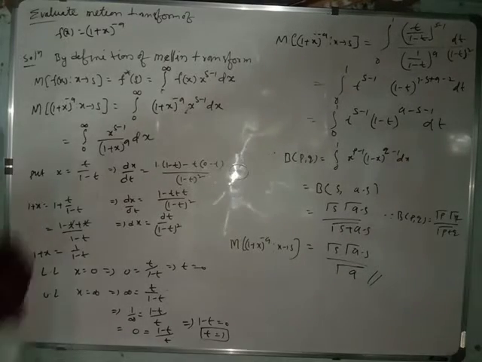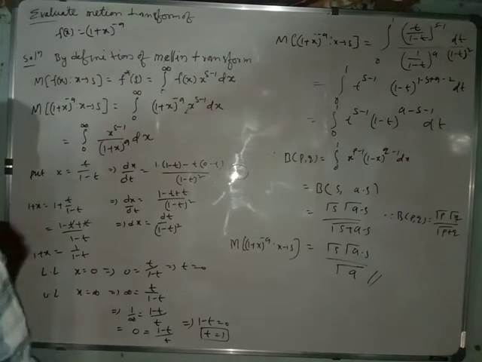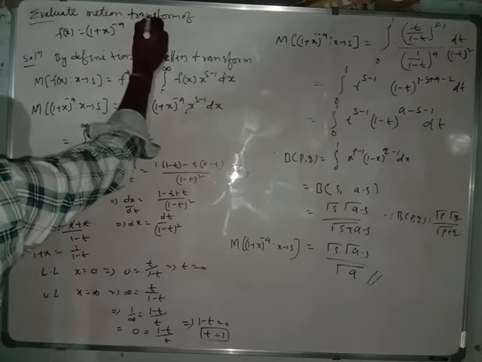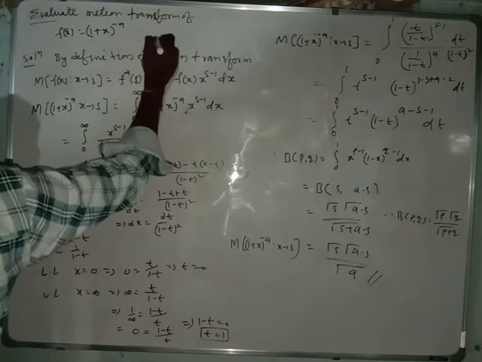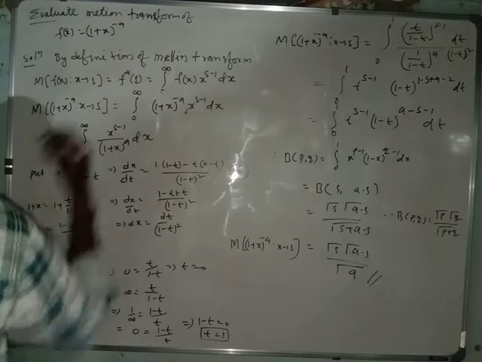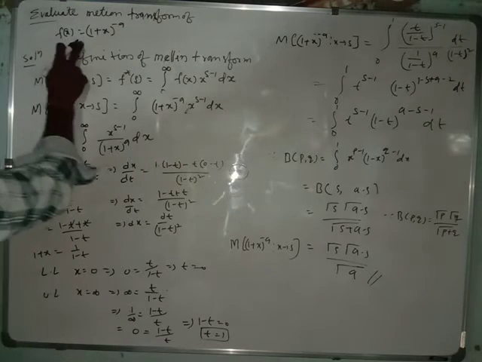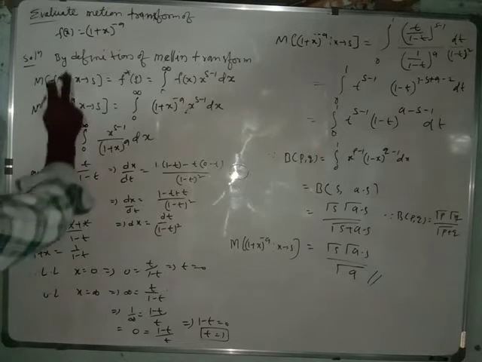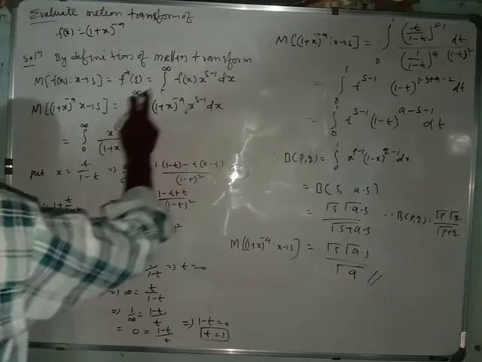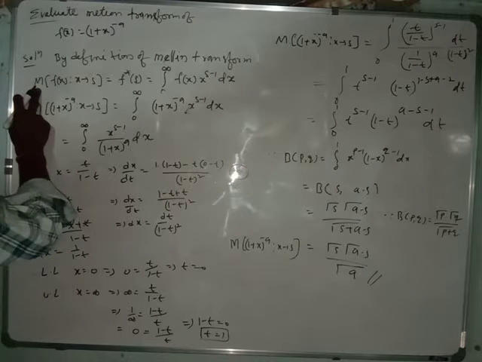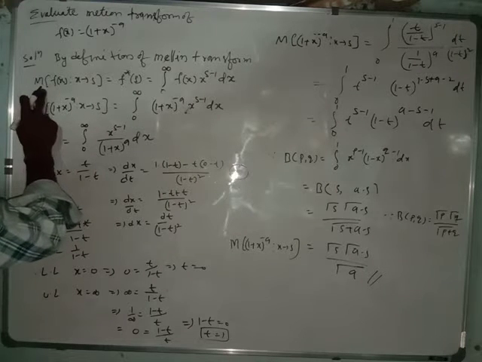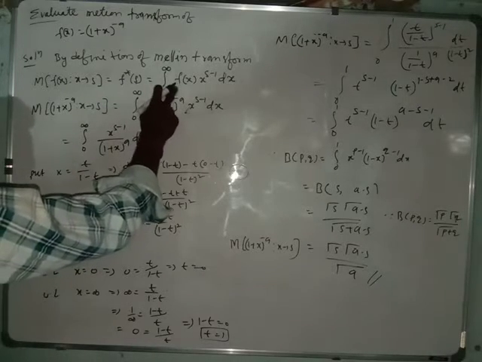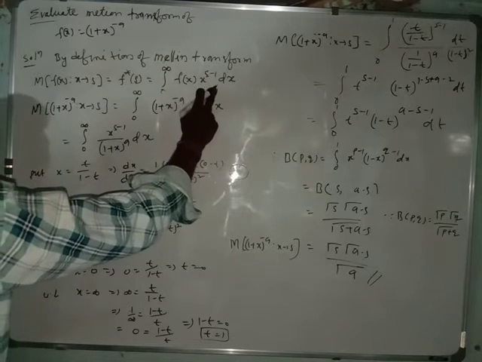Now evaluate the Mellin transformation of f of x equal to (1 plus x) whole power minus a. By definition, the Mellin transformation, denoted by this notation, is F star of s equal to the integration from a to b of f of x times x power s minus 1 dx.